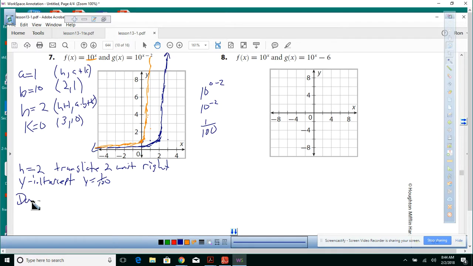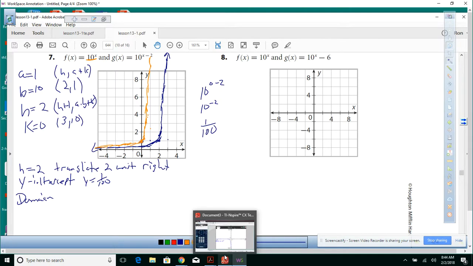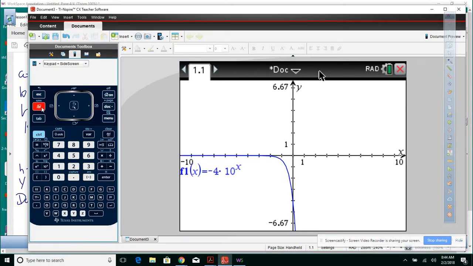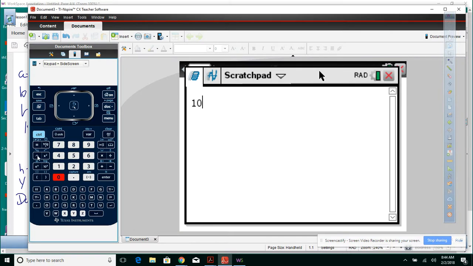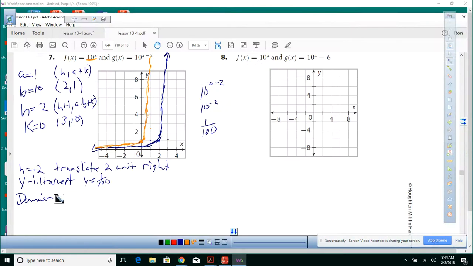And then the domain, let's try that. 10 to the negative 2. 10 caret negative 2. Yeah, it's 1 over 100. You've got to check and make sure. Domain is all real numbers. The range is y such that y is greater than, since a is positive, and k is 0. Easy peasy.